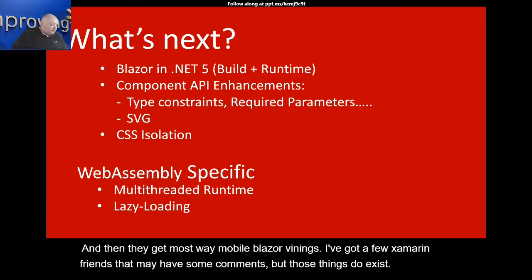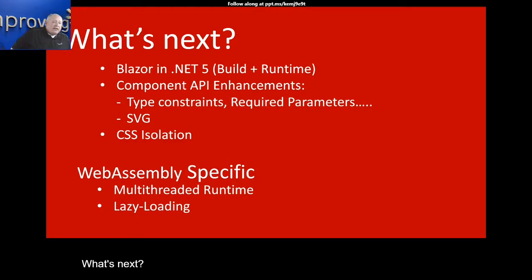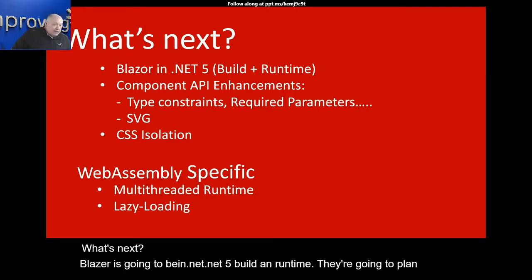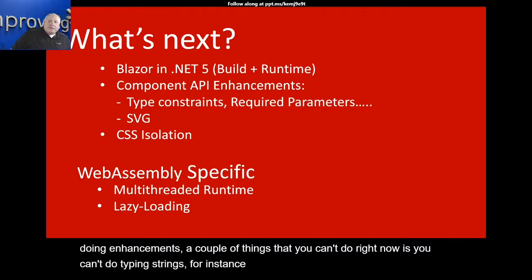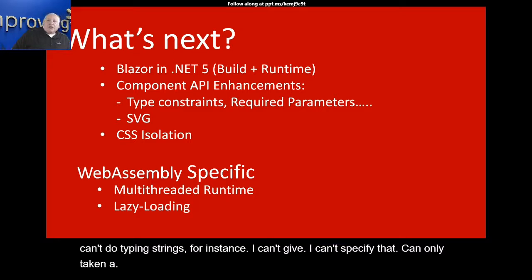What's next? Blazor is going to be in .NET 5, build and runtime. They're planning on doing some enhancements. A couple of things you can't do right now is type constraints. For instance, I can't specify that I can only take an element attribute that's an int versus a string.